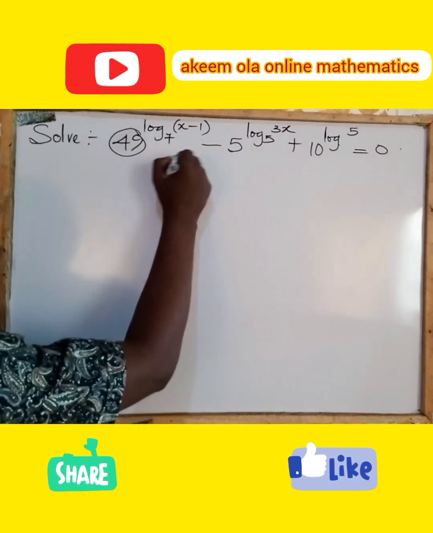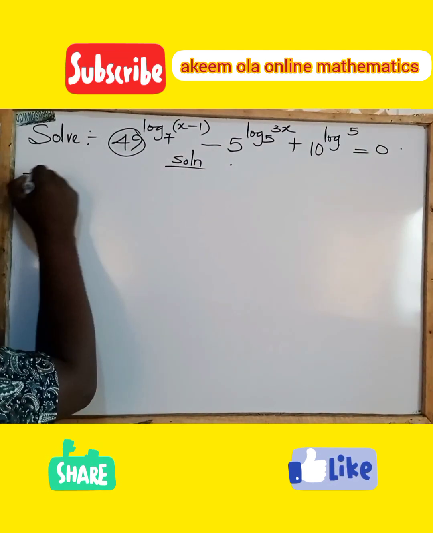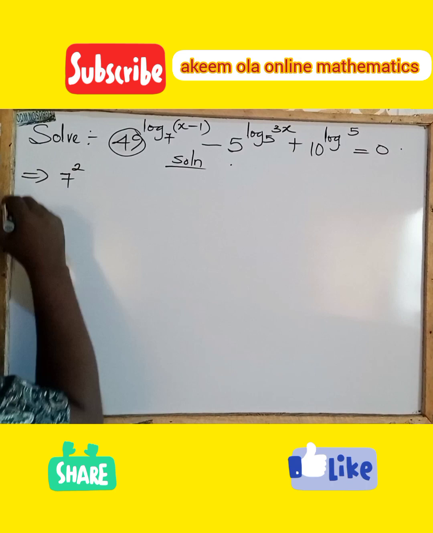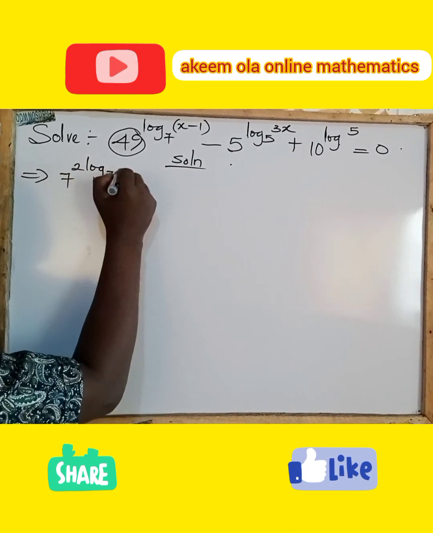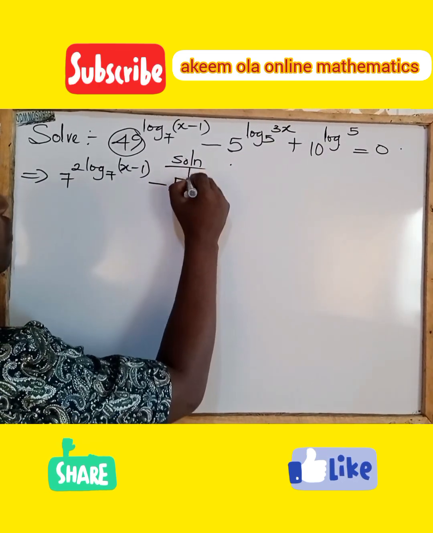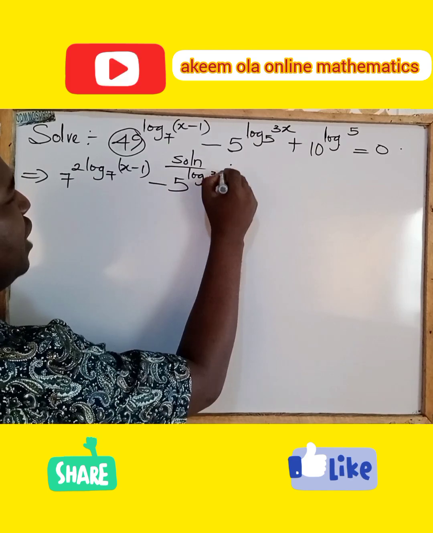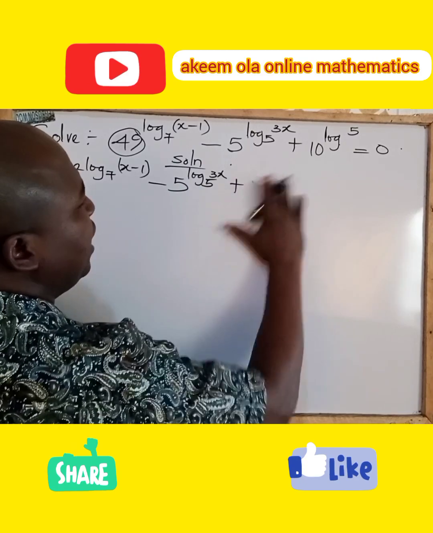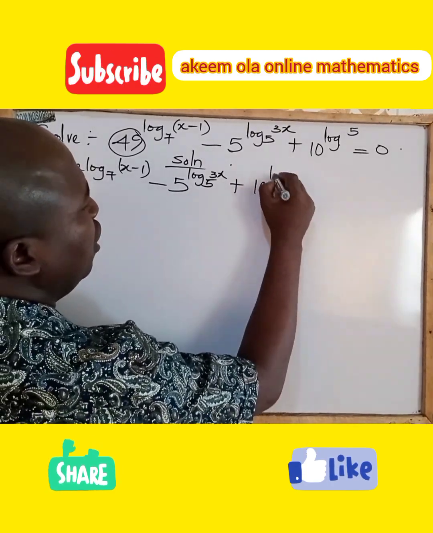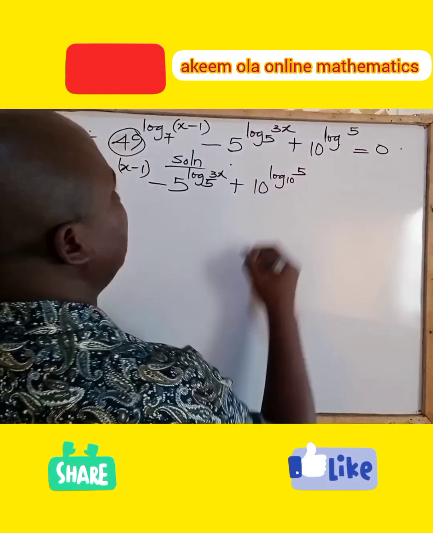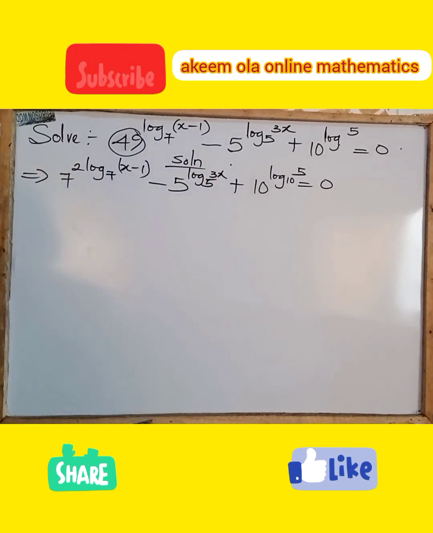Of course, we all know that 49 is 7 raised to power 2. So we are going to have 7 raised to power 2 log 7 (x minus 1) for the first one, minus the second one, 5 log 5 (3x), then plus the last one, 10 log. The base is not given here, so we assume the base is 10, and everything equates to 0.